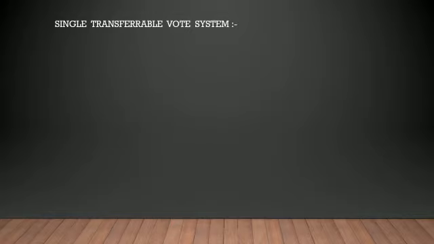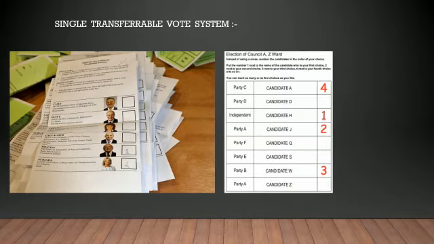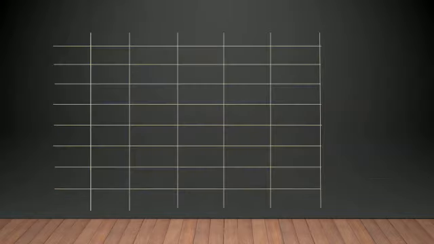Moving on to the next concept. Under single transferable vote system, the electors give ranking based on their preferences. Usually in elections, a vote is given to only one person, right? But in single transferable vote system, like this, ranking can be given. Here, the first preference is compulsory, but the rest of the preferences are optional.